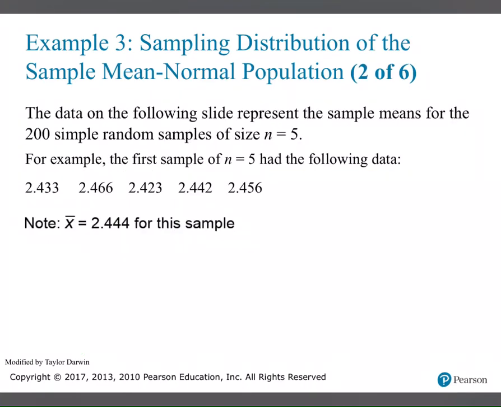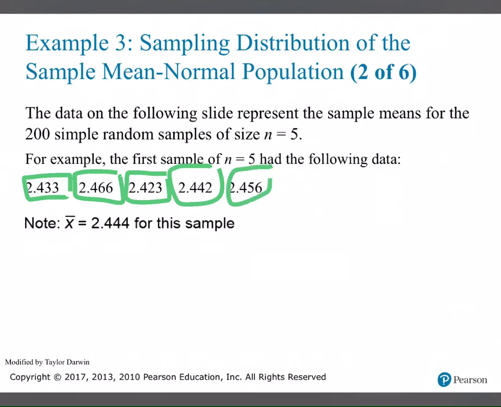So the data on the following slide represents the sample means for all 200 random samples of size n equals 5. I'm not going to put 200 on here. Well, actually I am on the next 2 slides, but let's just say I picked 5 pennies and averaged them together and I got this. And then I did it again and I got this. And then I picked 5 more pennies and averaged their weights. And then again and again, right?